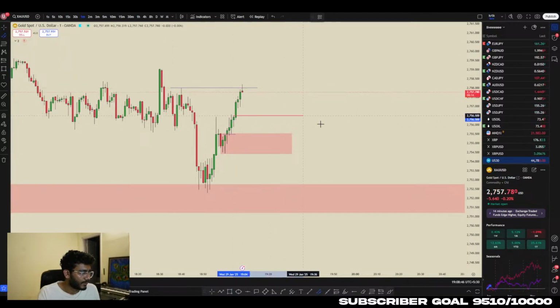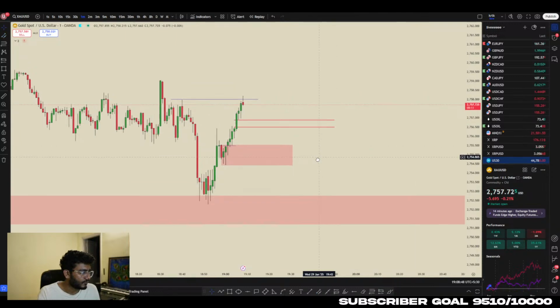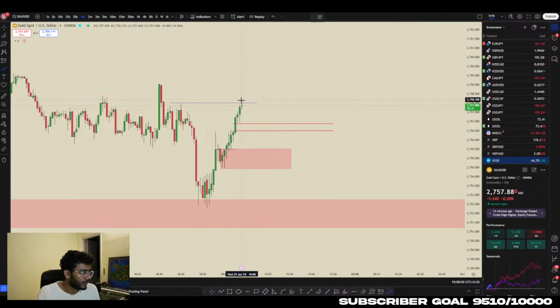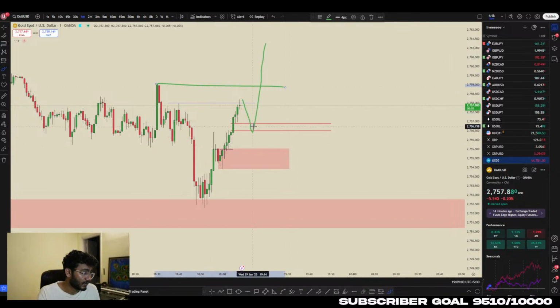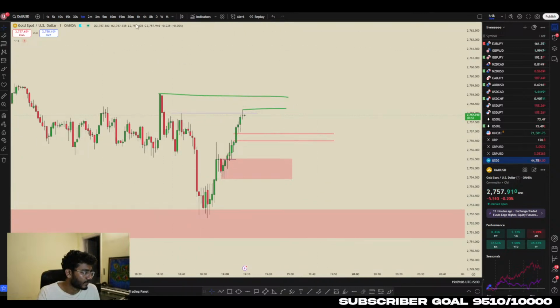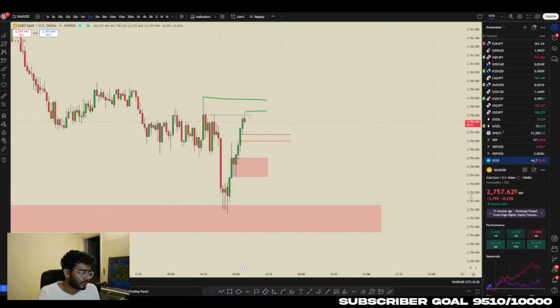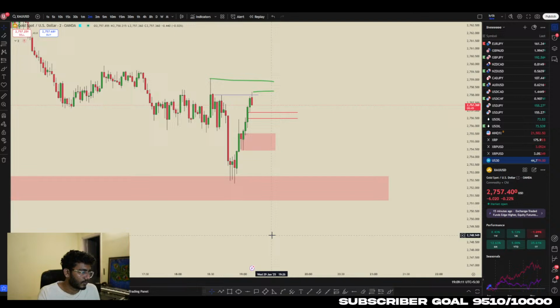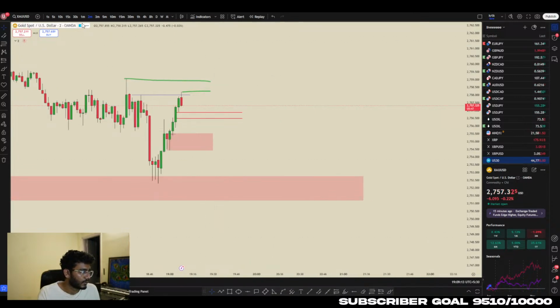Price has created this FVG. One candle will fulfill this FVG, and then it can continue. So probably this will be inducement. Then we can look for a retest, and then we can look for buy side. Let's see.